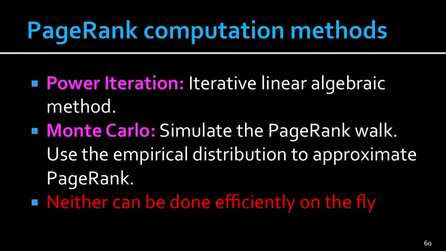And the second method is a Monte Carlo method, whose main idea is to just simulate the PageRank random walk for a while, and then use the empirical distribution as the estimate for PageRank. Just see how many times you hit each node, and then just use that as your PageRank approximation. The problem is that neither of these two methods can be efficiently done on the fly. So how do we achieve the goal that we talked about in the beginning?